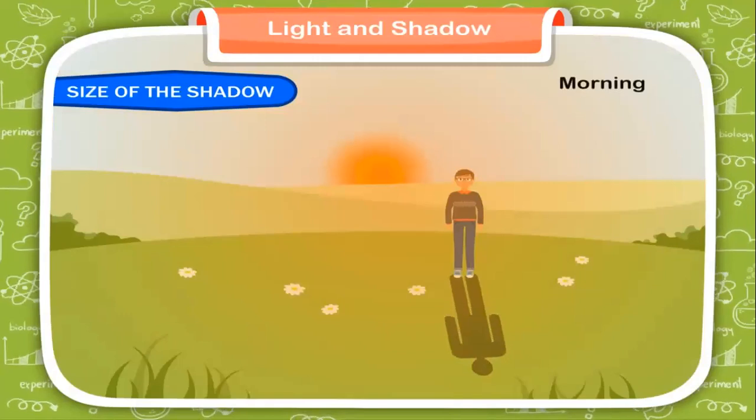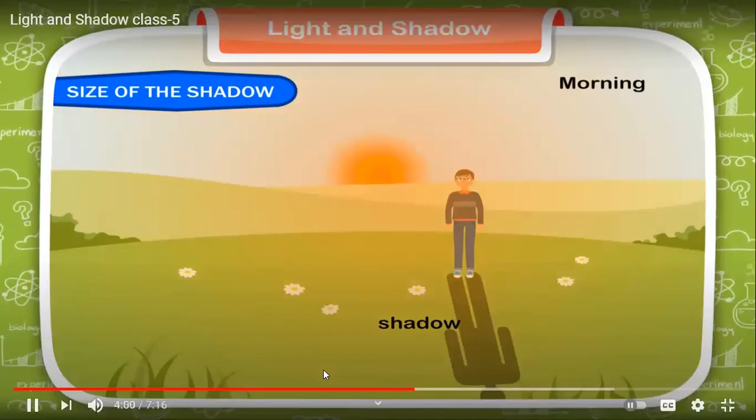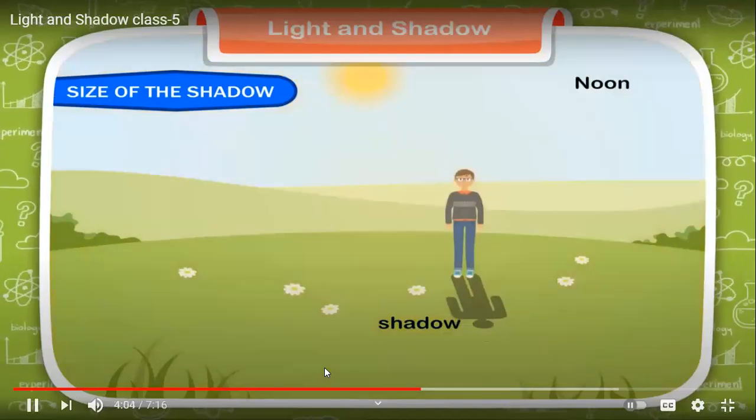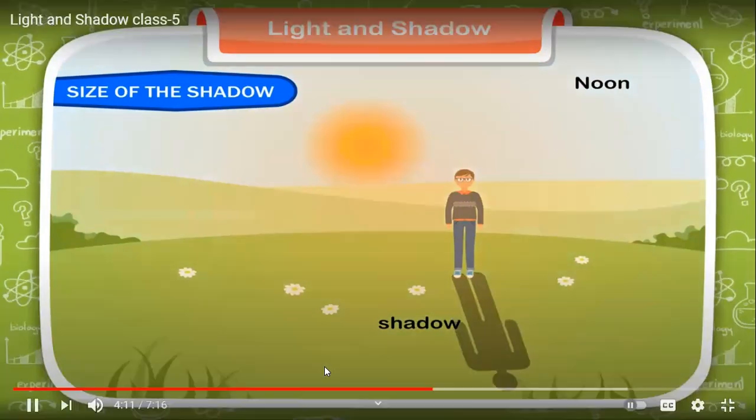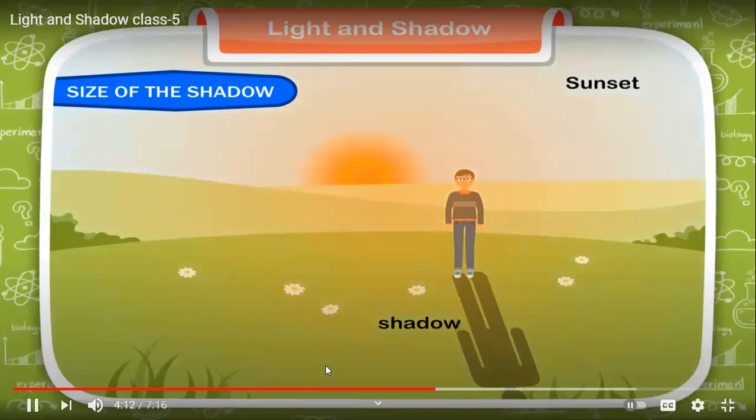Size of the shadow. Shadows are very long in the morning when the sun rises. Their length starts decreasing till noon and they are shortest at noon. Shadows go on increasing in the afternoon and become very long just before the sunset.